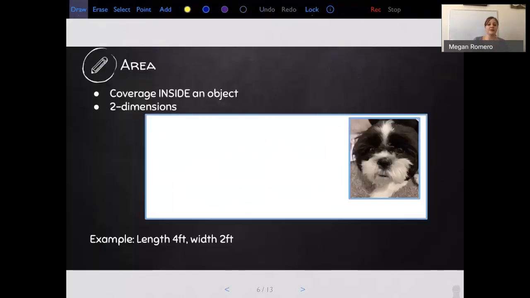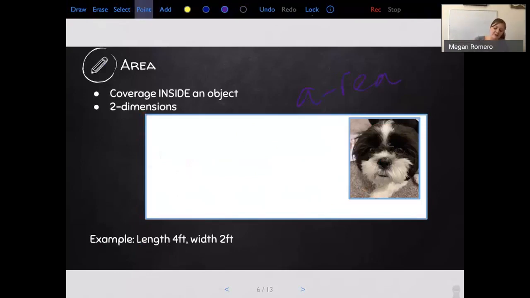Next, area. Area is the coverage inside of an object and it's two-dimensional. So back to my yard, my dog is there. Area is the coverage in here. As the cat's walking around and saying perimeter, the dog is barking saying area. Doesn't work as well, but maybe it'll help you remember. When we talk about area, it's two-dimensional, and I'll show you why.